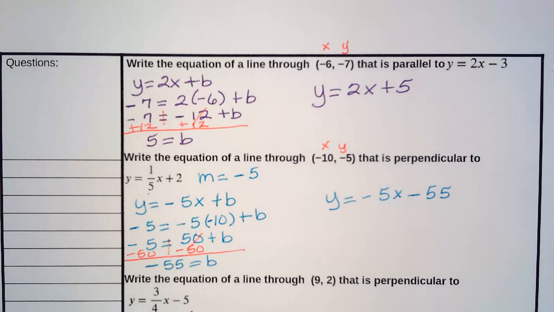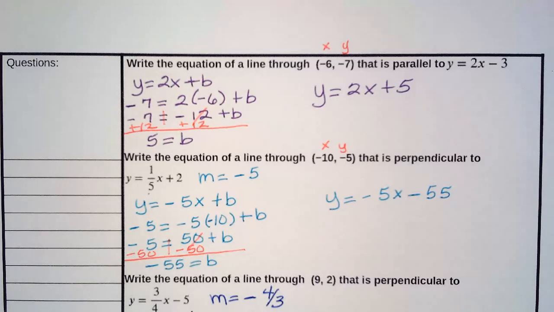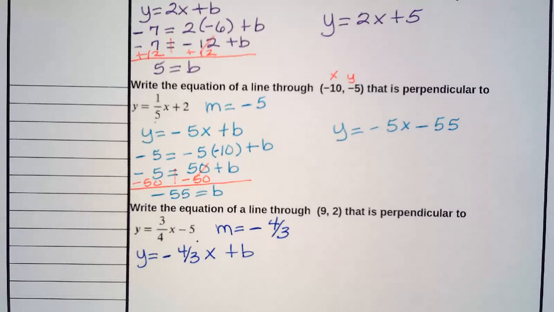For the next one, we need the equation of a line through 9, 2 that is perpendicular to 3/4 x. So the slope has to be that opposite reciprocal. The opposite of positive is a negative. The reciprocal of 3/4 becomes 4/3. Putting it into our generic equation, y is equal to negative 4/3 x plus b. We've got our x and y we can substitute in.